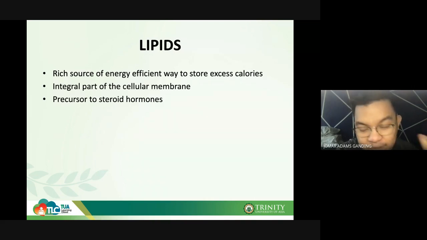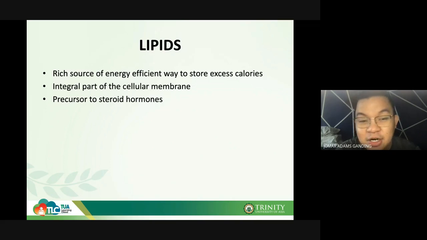So having said that lipids, except for cholesterol, are a rich source of energy and a very efficient way to store excess calorie, these are also an integral part of your cellular membrane. Again, I mentioned this a while back. Remember your phospholipid bilayer, that is a kind of lipid. And not only the phospholipid bilayer, because you also have cholesterol units found in your cellular membrane, providing a semi-permeable entry of your substances.